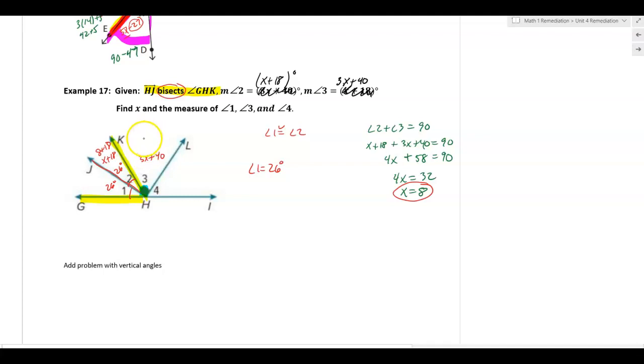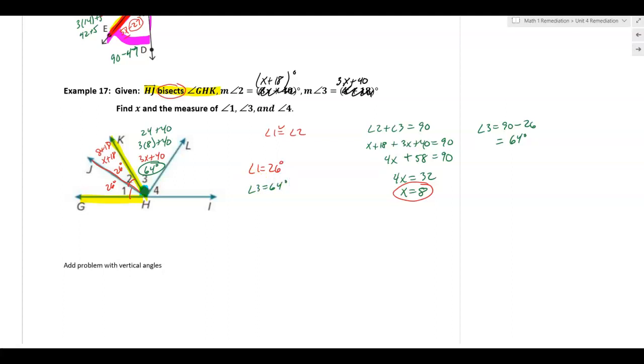Now, I can find this angle here, angle KHL, one of two ways. One, I can say, well, if 2 and 3 add up to 90, I know angle 3 is going to be 90 minus 26, which is 64 degrees. Or, I can plug x in here. 3 times 8 plus 40 gives me 24 plus 40, which is 64 degrees. Now, angle 3 is 64 degrees.